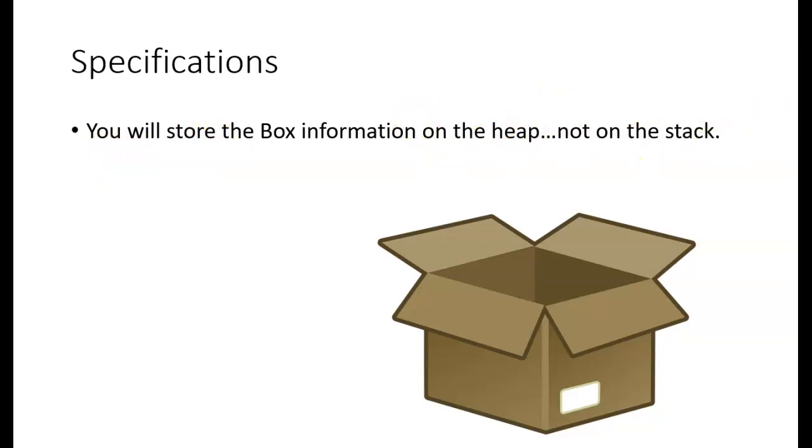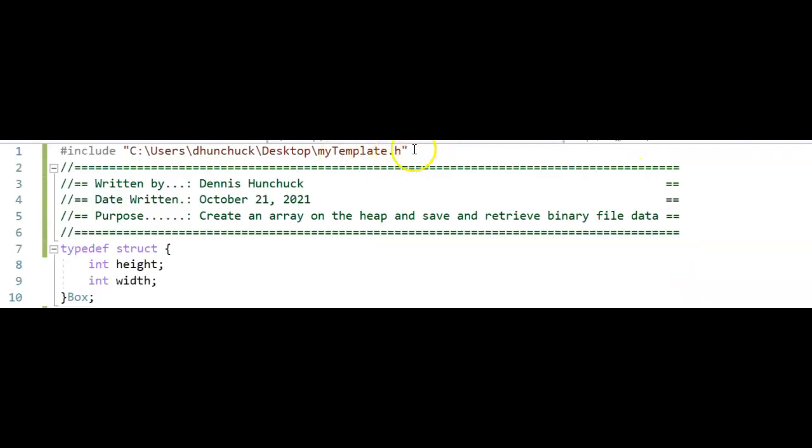So the first thing I do is I have my own little template that has like pause and clear and flush and my marquee and other tools that I commonly use. The code that I'm writing is obviously written by me. I wrote it on the 21st of October, and I'm going to create an array on the heap and save and retrieve binary data. To do this, I created a struct. I named my struct box that simply has two fields, int height, int width.